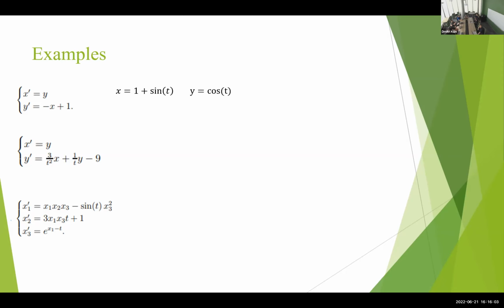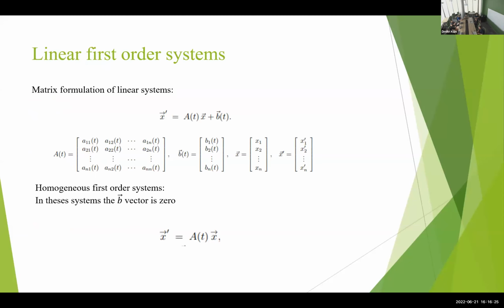And in the third example, as you see, it's not even a linear system. We have a multiplication of different functions. And the solution of these systems is very complicated. We cannot find the explicit solution for these, so we have no choice other than numerical solutions for these systems. Here, I only focus on linear first order systems. A linear first order system, as I mentioned, can be explained in matrix and vector representation.